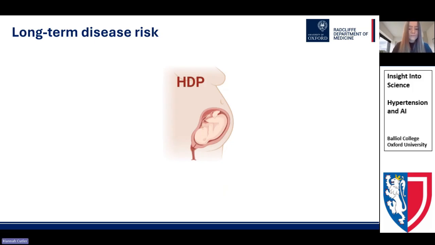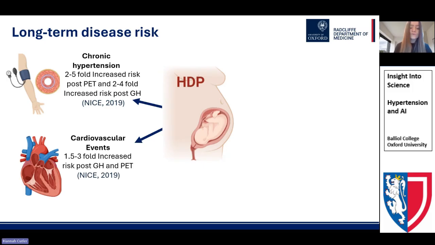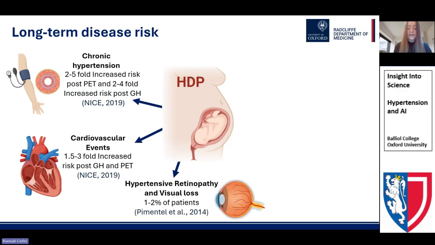Women with hypertensive disorders of pregnancy are also at long-term increased disease risk compared to their normotensive counterparts. So, for example, women with preeclampsia are at 2 to 5-fold increased risk of developing high blood pressure later in life after pregnancy, and 2 to 4-fold for women with gestational hypertension, compared to women who would have a normal, healthy pregnancy with normal blood pressure. They're also at 1.5 to 3-fold increased risk of having a cardiovascular event after the pregnancy.